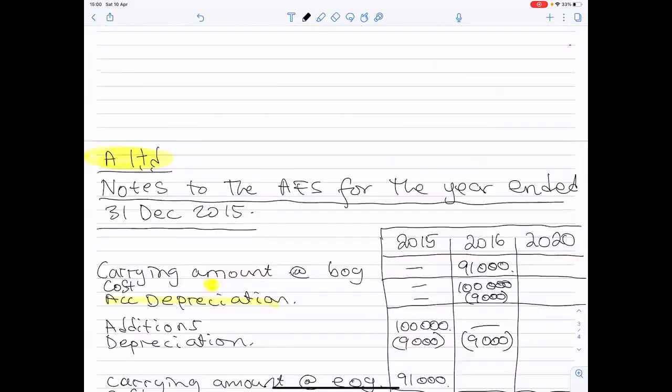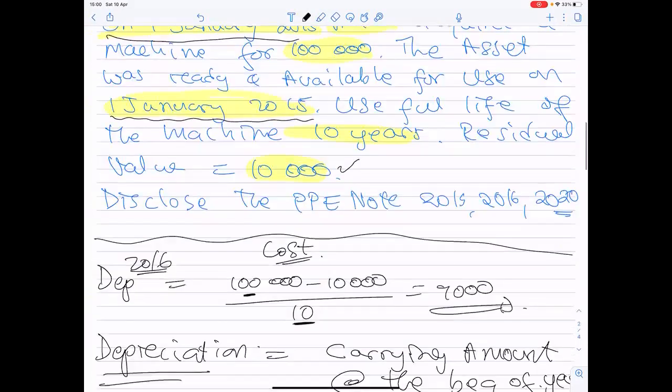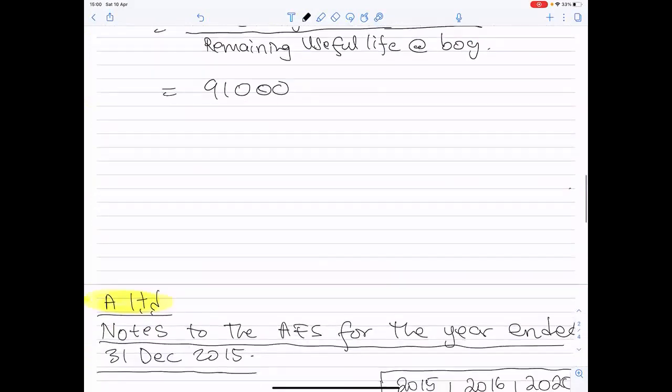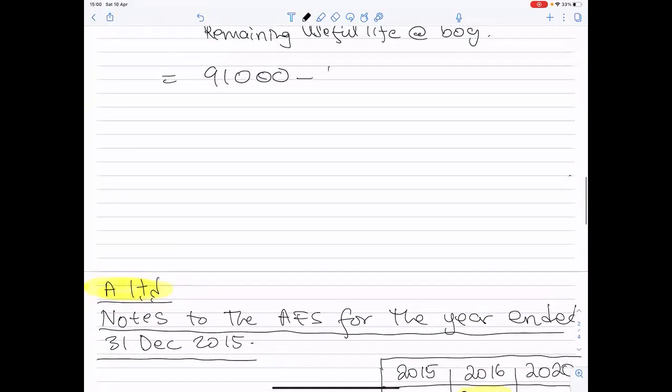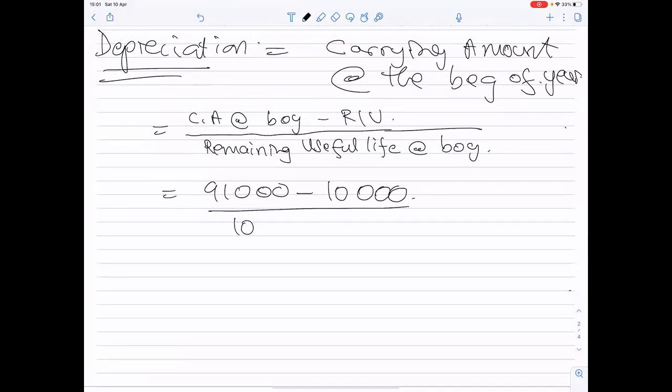So the carrying amount at the beginning of the year 2016 is 91,000. So I'm going to put my 91,000 there. Are we together? I subtract my residual value. It is still 10,000. I divide it by the remaining useful life at the beginning of the year. So the total useful life of the asset is 10 years. We have only used 1 year. So it will be 10 minus one, which is nine. So it will be 91 minus 10, you are going to get 81,000 divided by 9. How much do you get?